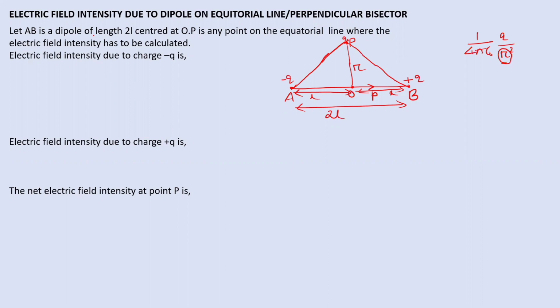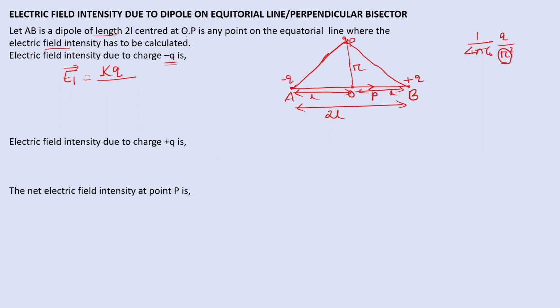Let AB be a dipole of length 2L centered at O. P is any point on the equatorial line, and that is the point where the electric field intensity has to be calculated. First we will write the electric field intensity due to the minus Q charge. We know the formula. We will write E1 is equal to 1 by 4 pi epsilon naught, which is K. I'm writing it as K, okay? The charge Q by 4 pi epsilon naught, and the R square I'm not writing just yet, right?